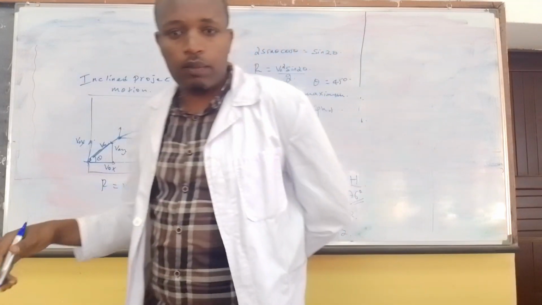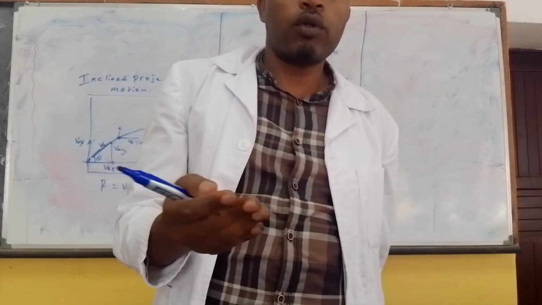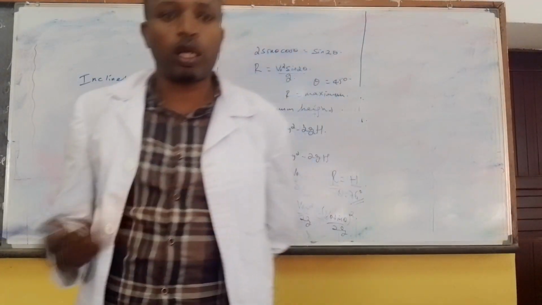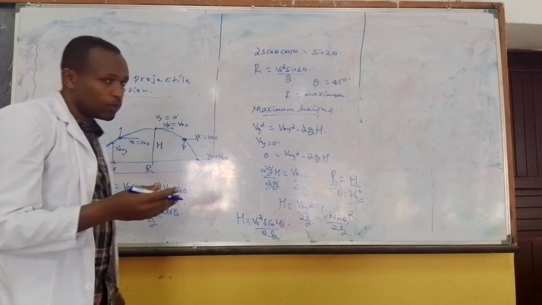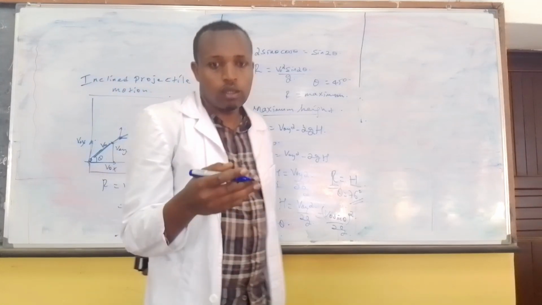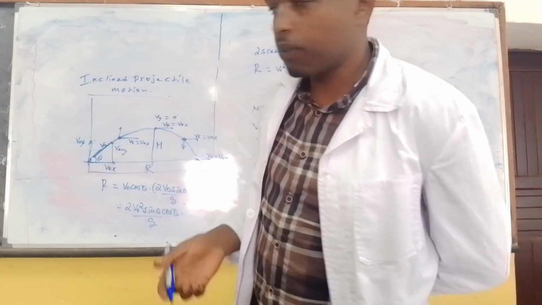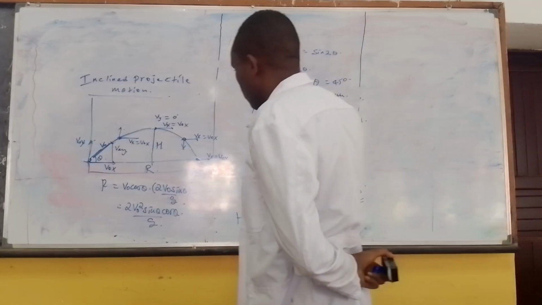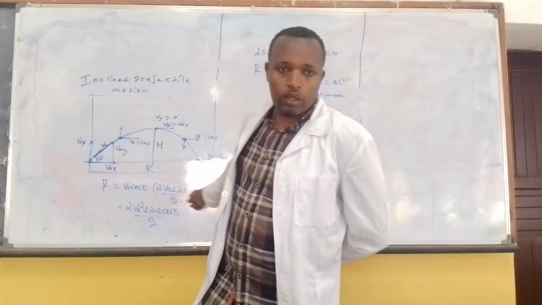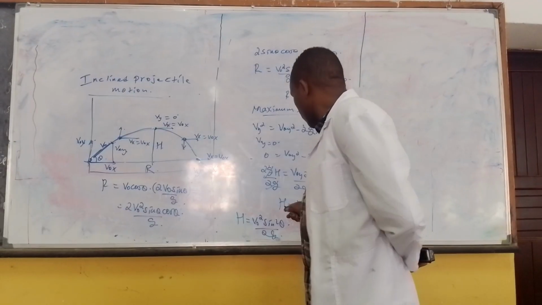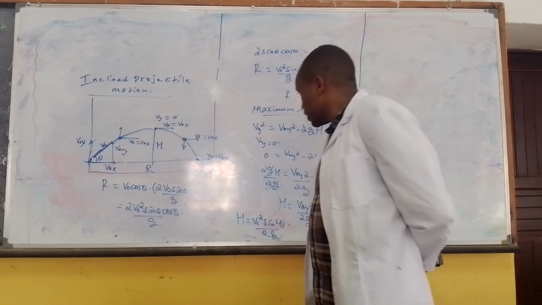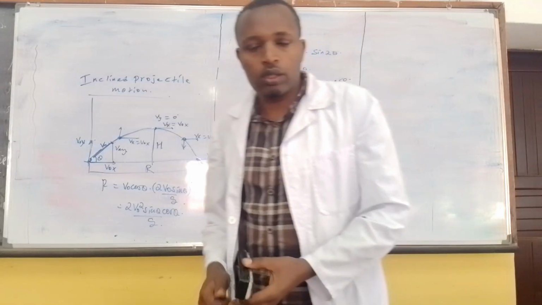Then we calculate the horizontal velocity and vertical velocity at any time t. Then we want to calculate the time at maximum height, then the time of flight. We calculate the range using the formula we used earlier. Finally, the maximum height is calculated by this formula. So this is all about today's lesson.